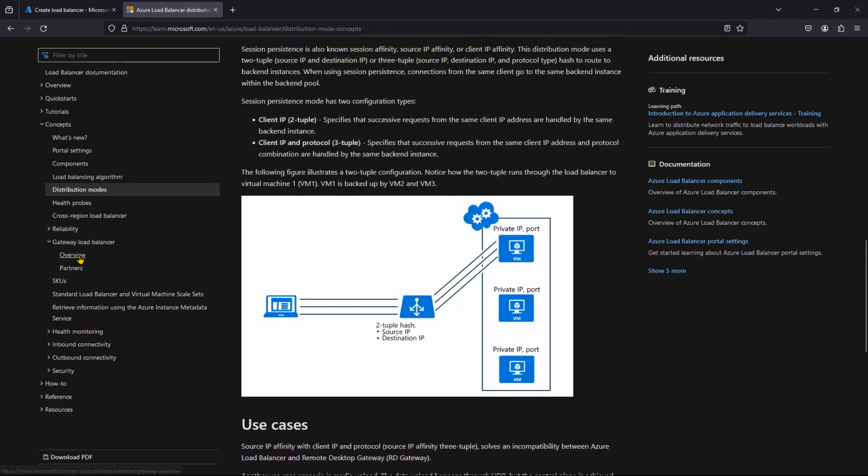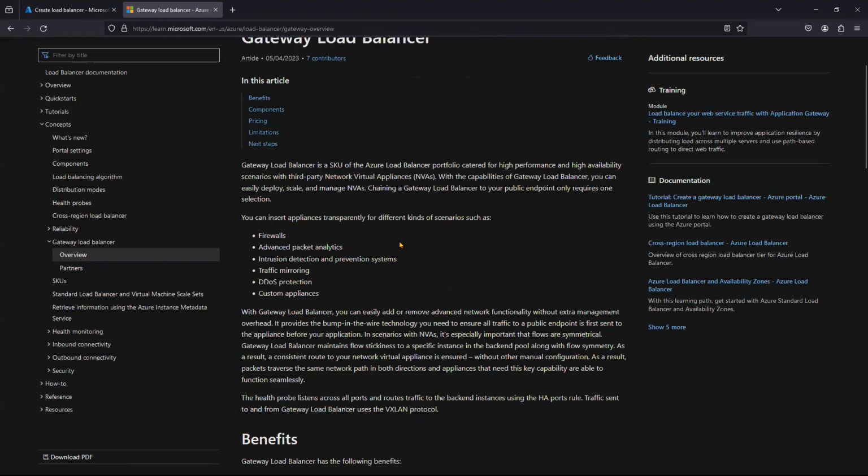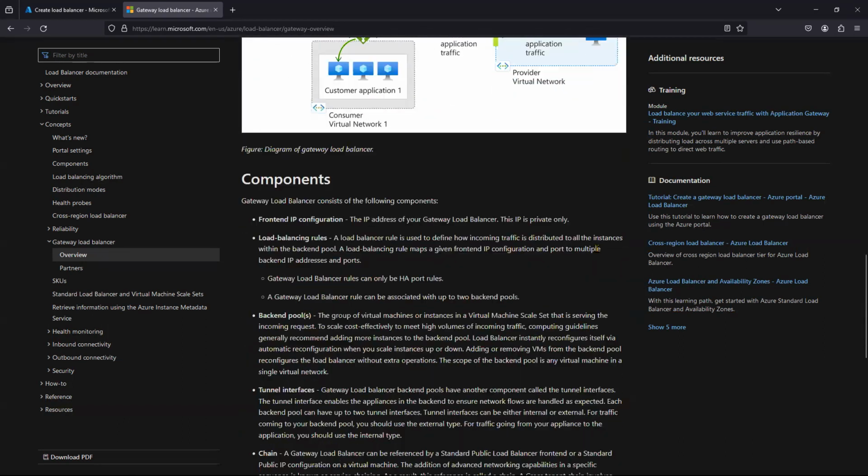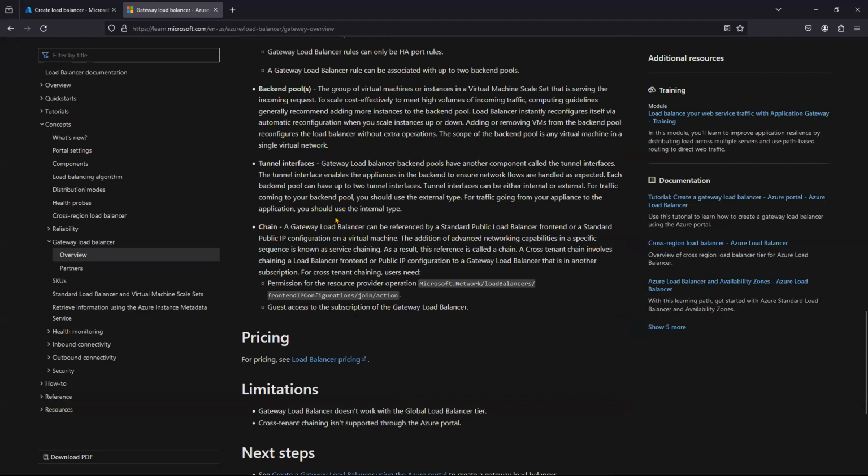Other than that, the gateway load balancer I just mentioned, no? In this video you can see, especially image-wise, that you will realize when and where we can use it. NVA means network virtual appliance. This is the way we can use this gateway load balancer.